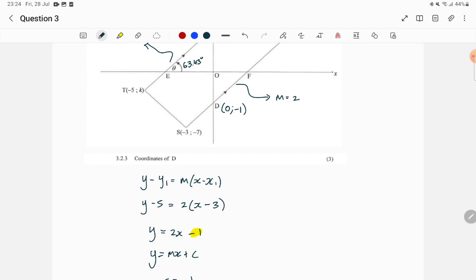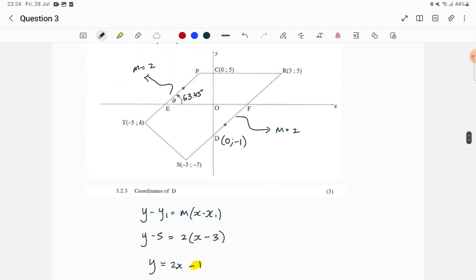Alternatively, what we could have also done is we could have said that the gradient of RS is equal to the gradient of RD, which is equal to the gradient of DS. So we could have used gradient to work this out by actually working out our unknowns. So we could have ended up with where only the y was unknown, because here, as you can see, if D lies on the y-axis, its x value would be 0.